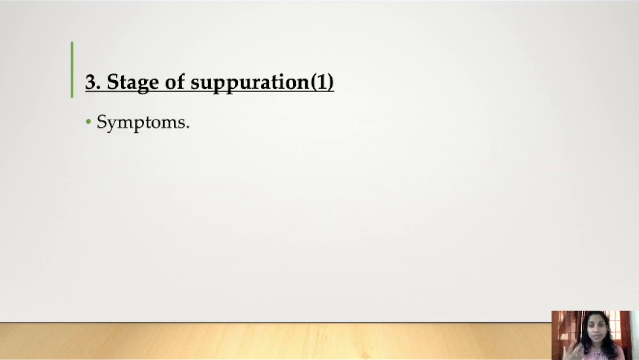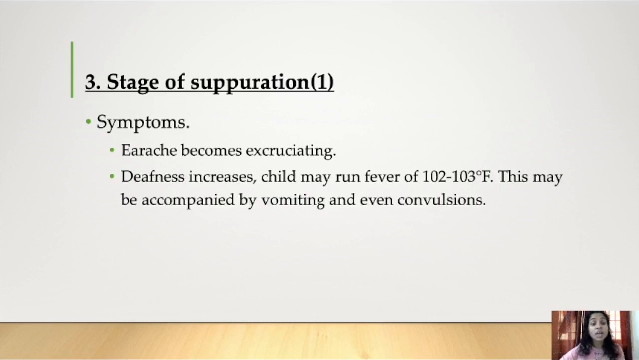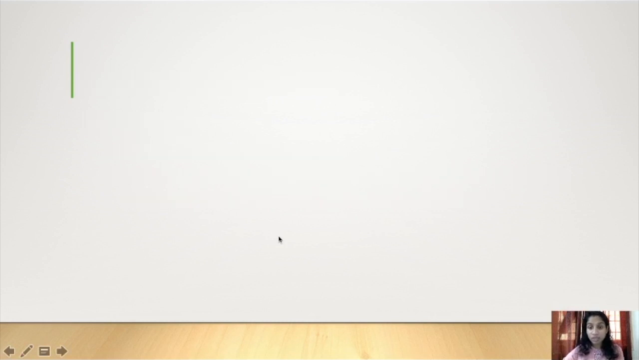If there is a pus collection, it has to come out, right? So in an abscess and all, if there is a pus collection, there comes a pus point and the pus will drain out by itself. That is the body's mechanism. So in the stage of separation, the symptoms are: earache becomes excruciating, that is, it becomes very severe, deafness increases, and the child may run a fever of 102 to 103 degrees Fahrenheit. The child will have high fever, which may be accompanied by vomiting and even convulsions.